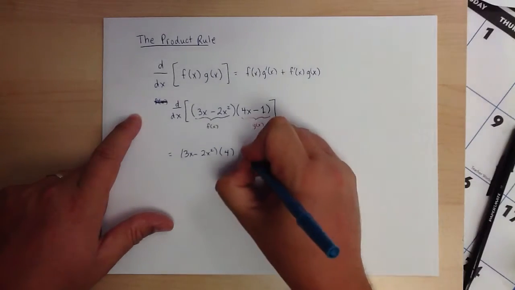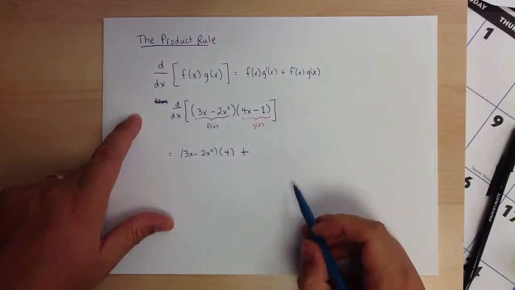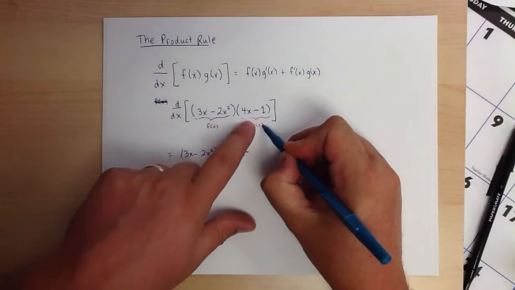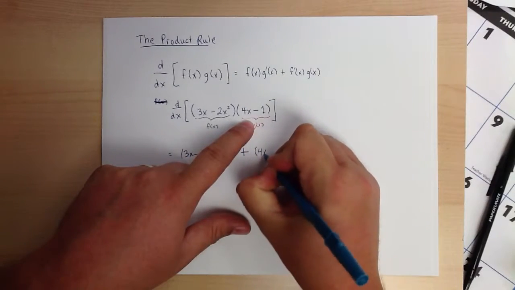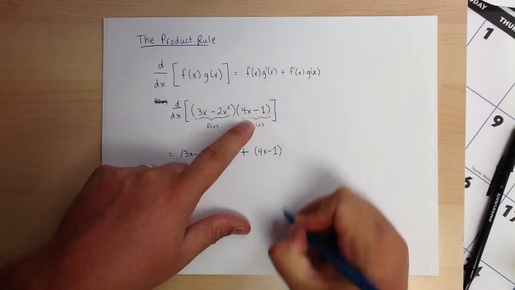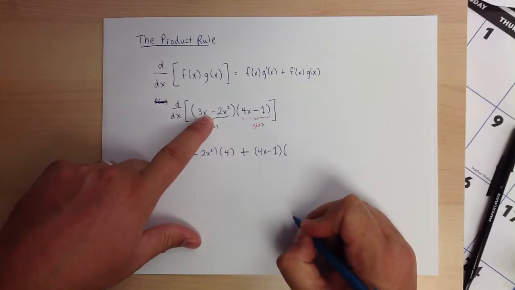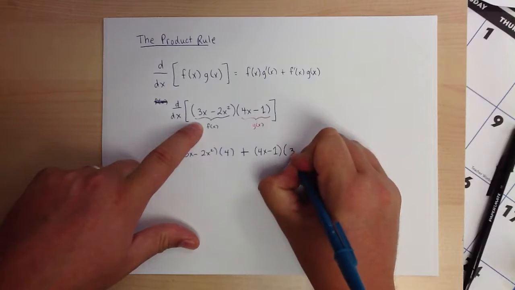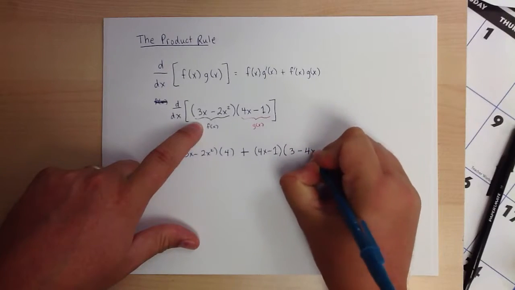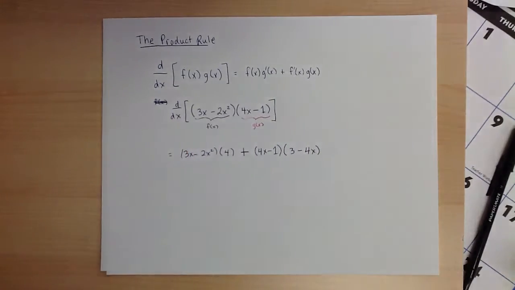And then to that, we're going to add the second piece times the derivative of the first piece. So the derivative of this, 3 minus 4x. And that is an example of the product rule.